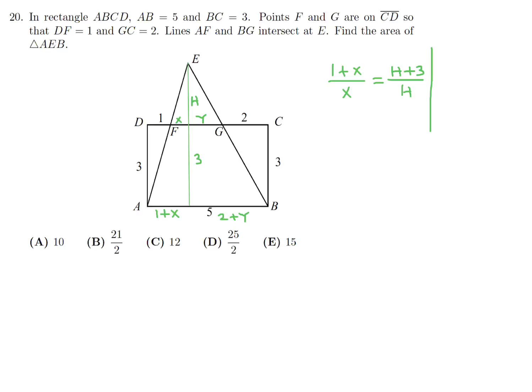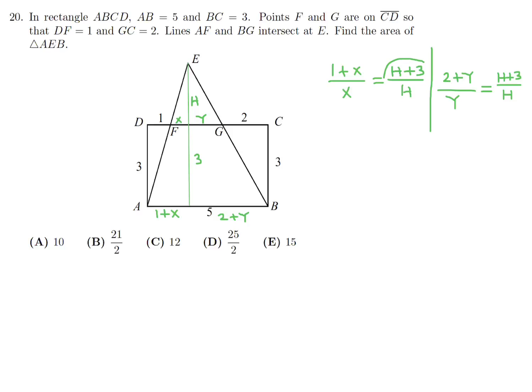And in a very similar way, we'll do the exact same thing on these triangles, the small one and the very big one. So we have 2 plus y, which is right here, all over the small base, which is y. And then the height, we have h plus 3 all over h. And those are our initial relationships.